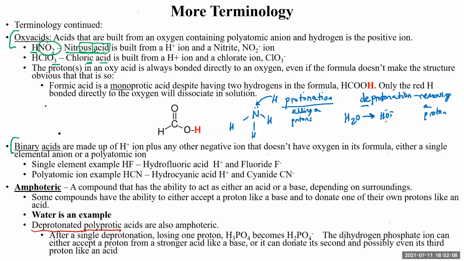If a triprotic acid like phosphoric acid, it can undergo up to 3 deprotonations. You have your first deprotonation, which would give you your second deprotonation.